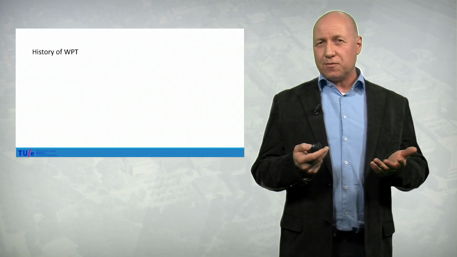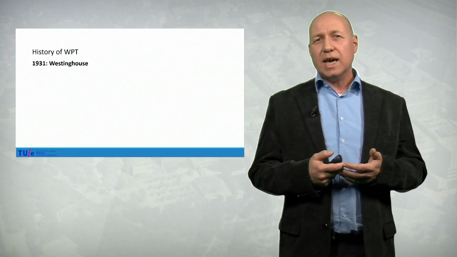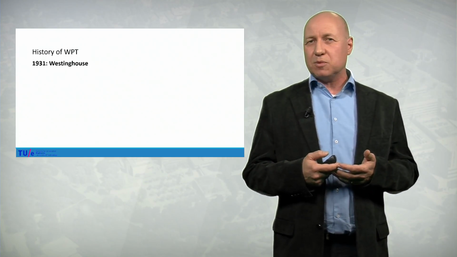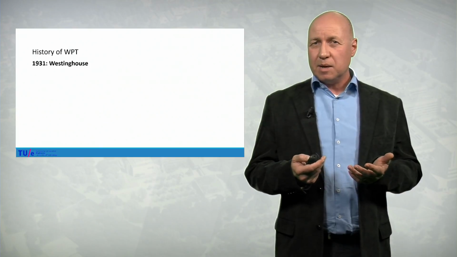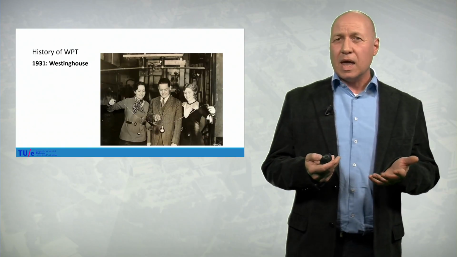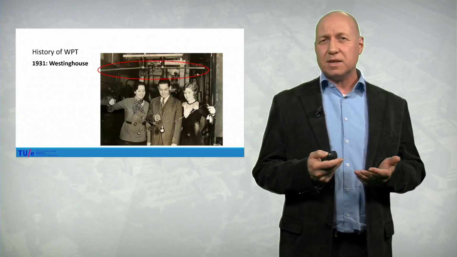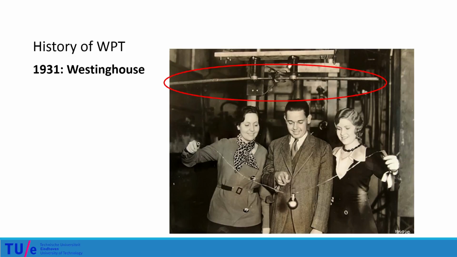When did this start? I think that the first experiment on wireless power transfer was performed in 1931 at the Westinghouse laboratories in the USA by a man shown here in the middle, Harold von Nobel. He used a half-wave transmit dipole antenna over here, used at hundreds of megahertz. Then he had a half-wave dipole antenna for receiving, and that was directly connected to a light bulb, which you see glowing here.